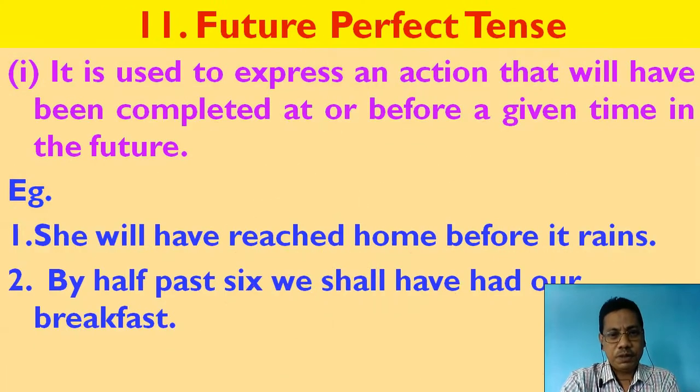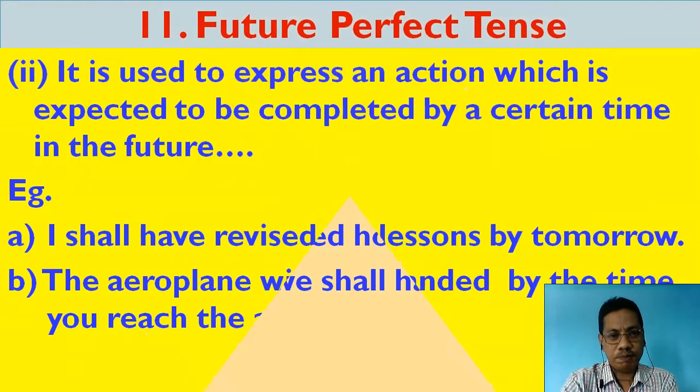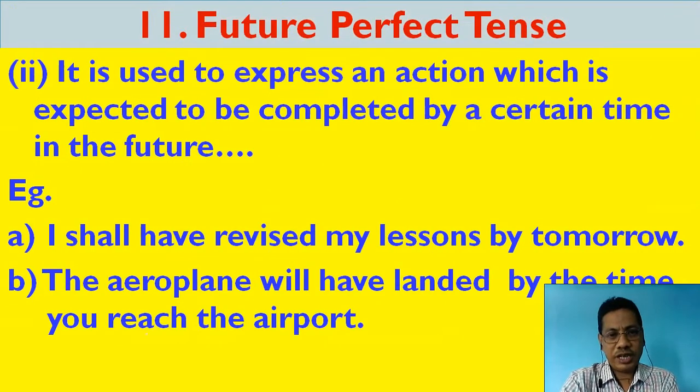Now, future perfect tense. It is used to express an action that will have been completed at or before a given time in future. She will have reached home before it rains. By 6:30 we shall have had our breakfast. Very important for you. It is also used to express an action which is expected to be completed by a certain time in future. I shall have revised my lesson by tomorrow. The aeroplane will have landed by the time you reach the airport.